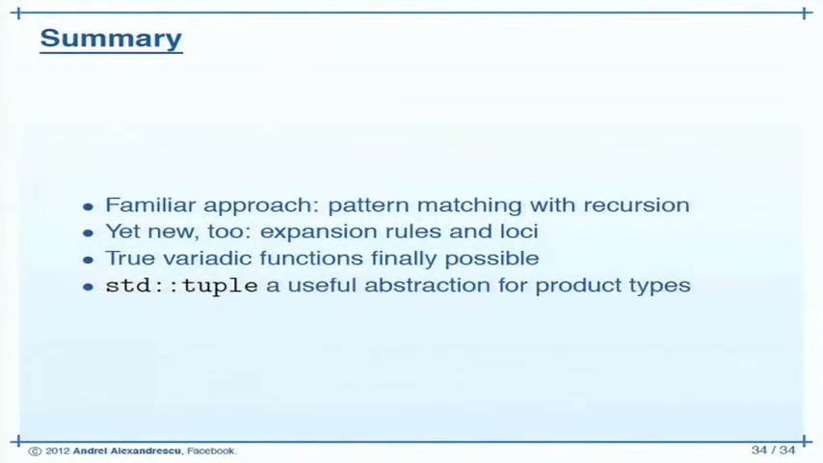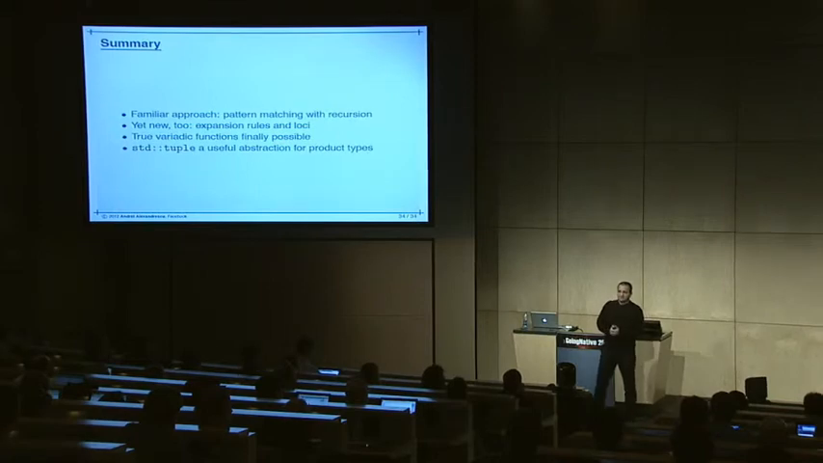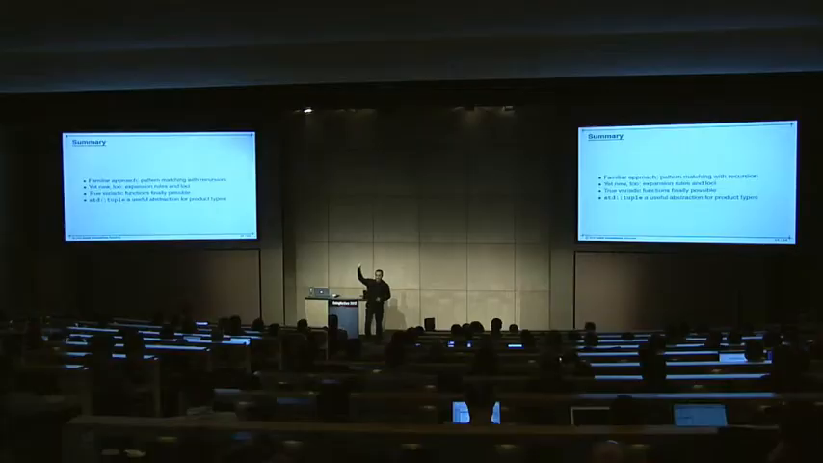True variadic functions are finally possible, which is a great thing. I love the printf that's variadic and safe. And finally, std::tuple is a useful abstraction for product types. I asked Alisdair Meredith what happened to variant, why it is not in the standard. He said essentially there's so much, people haven't had the time to do it. Definitely there's variant in Boost and elsewhere. So it's good to have, and std::tuple is a very good flagship example of what variadics can do. All right, with this I'm done and I'm ready to take questions.